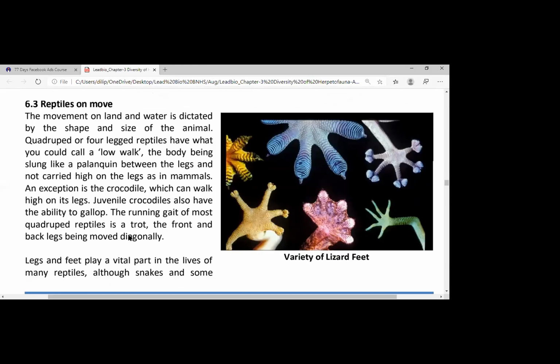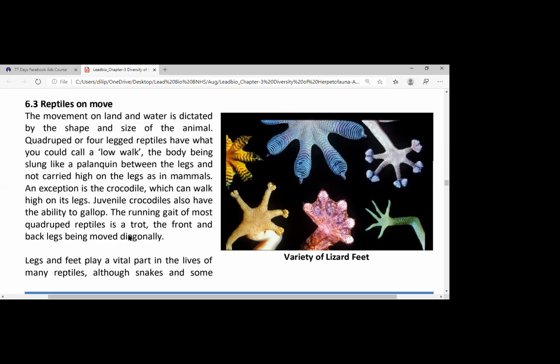Now what you see here is a variety of lizard feet. Like frogs, they also have a variety of feet depending on where they stay, where they climb. I think the biggest one is of a gecko. No, the biggest would be of a lizard or Komodo dragon. No, in this photo. Okay, in this photo, yeah.